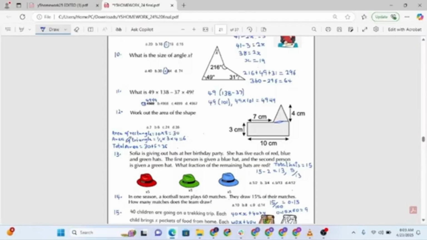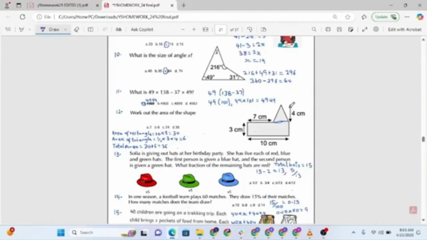Step 3. Now let us move on to the triangle at the top right of the shape. The base of the triangle is 3 centimeters. We know this because the full length of the shape is 10 centimeters, and the flat top part of the rectangle is 7 centimeters. 10 minus 7 equals 3. So the base of the triangle is 3 centimeters. The height of the triangle is 4 centimeters.